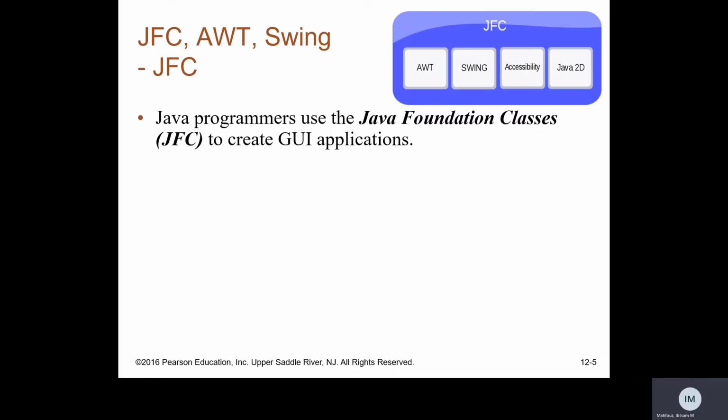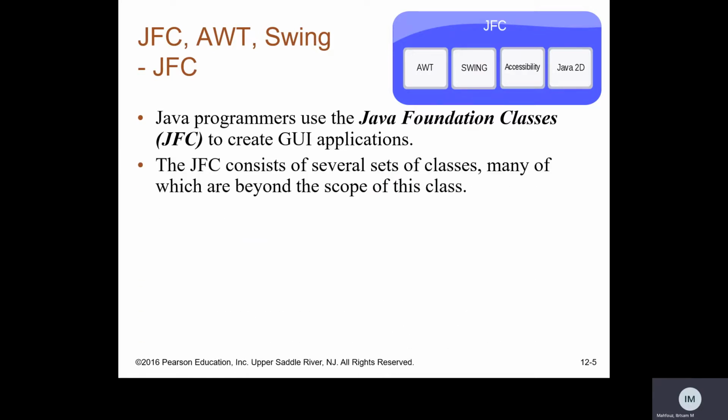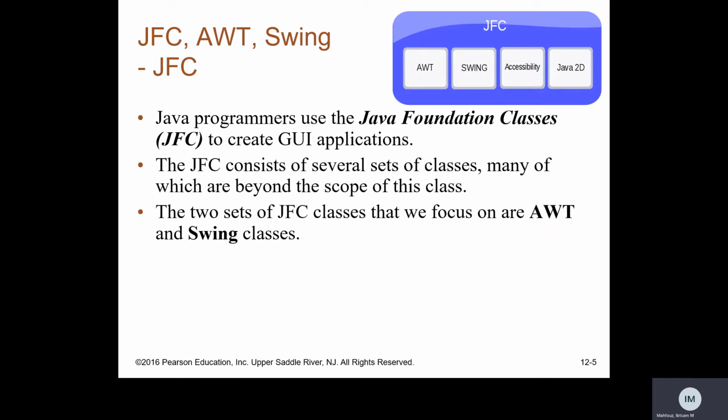Java GUI uses a foundation called the Java Foundation Classes, the JFC, to create those GUI applications. There are several components: AWT, Swing, some accessibility functionality, Java 2D, and now also JavaFX. These are all part of the JFC, the Java Foundation Classes. It's basically a set of classes that allow you to do GUI development. We're not going to talk about all of them, but we're going to be using AWT and Swing in this course.